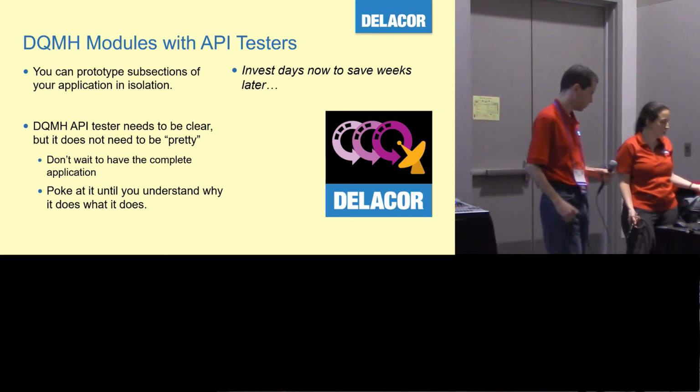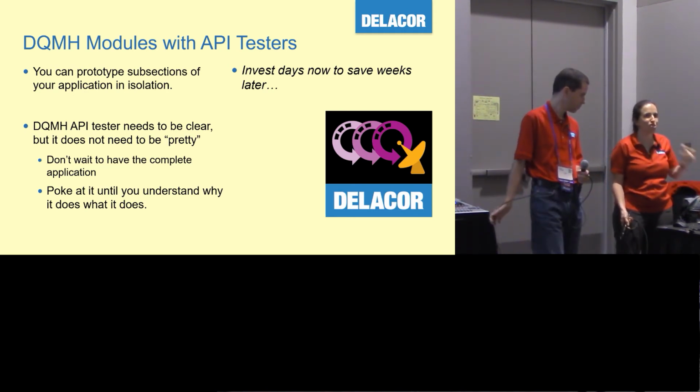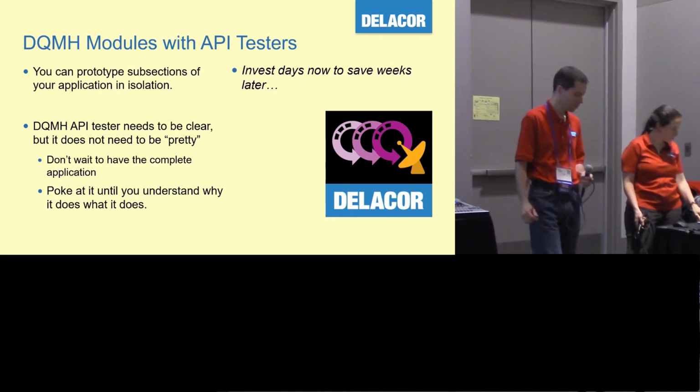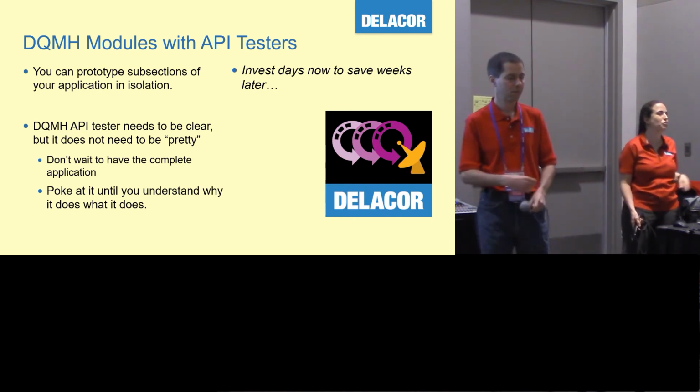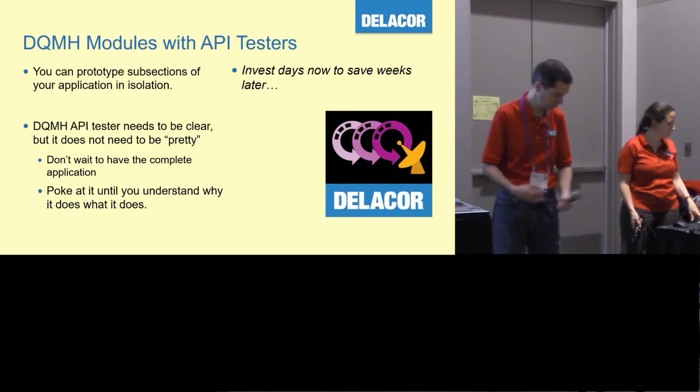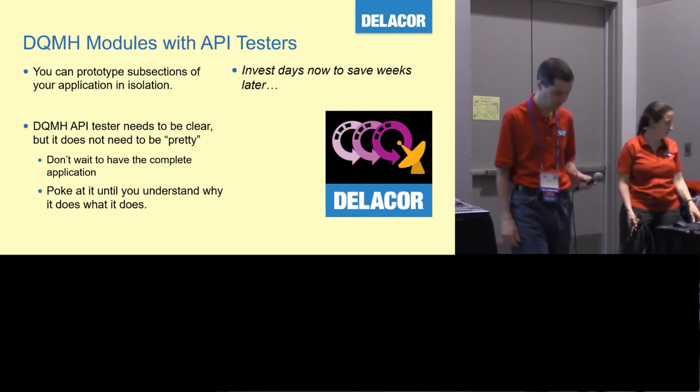It needs to work, it needs to be clear, but it doesn't need to be pretty, right? You're just using it as a quick prototype. The other thing is you invest days now on doing that API tester, you save weeks later. And as some of you have seen, if you use DQMH, you can use the API tester to debug later.